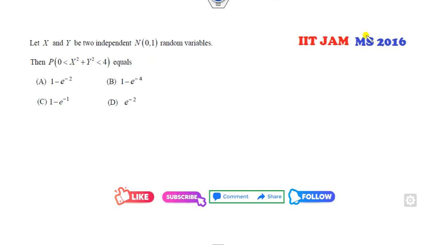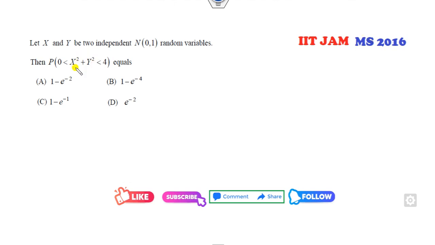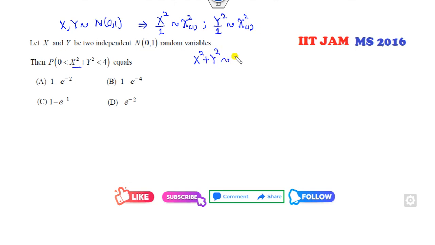Again you can see that. Now you can see in the consecutive years 2010, 2011 and 2016 the same kind of the question asked about. Why it's the same kind? Because whenever it's a normal, you can write in the chi-square. What is the chi? X square over 1. This follows my chi-square distribution 1. Similarly y square, y is a 0 divided by the variance. Again it follows my chi-square distribution 1. Then x square plus y square will follows my chi-square distribution 2.